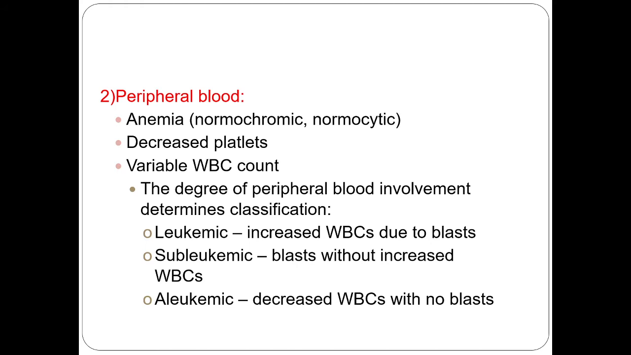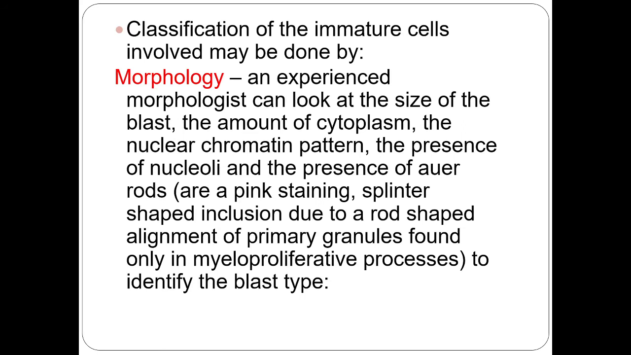The degree of peripheral blood involvement determines the classification, like leukemic, subleukemic and aleukemic. In leukemic, increased WBC due to blasts. In subleukemic, blasts without increased WBC, and in aleukemic, decreased WBC with no blasts.